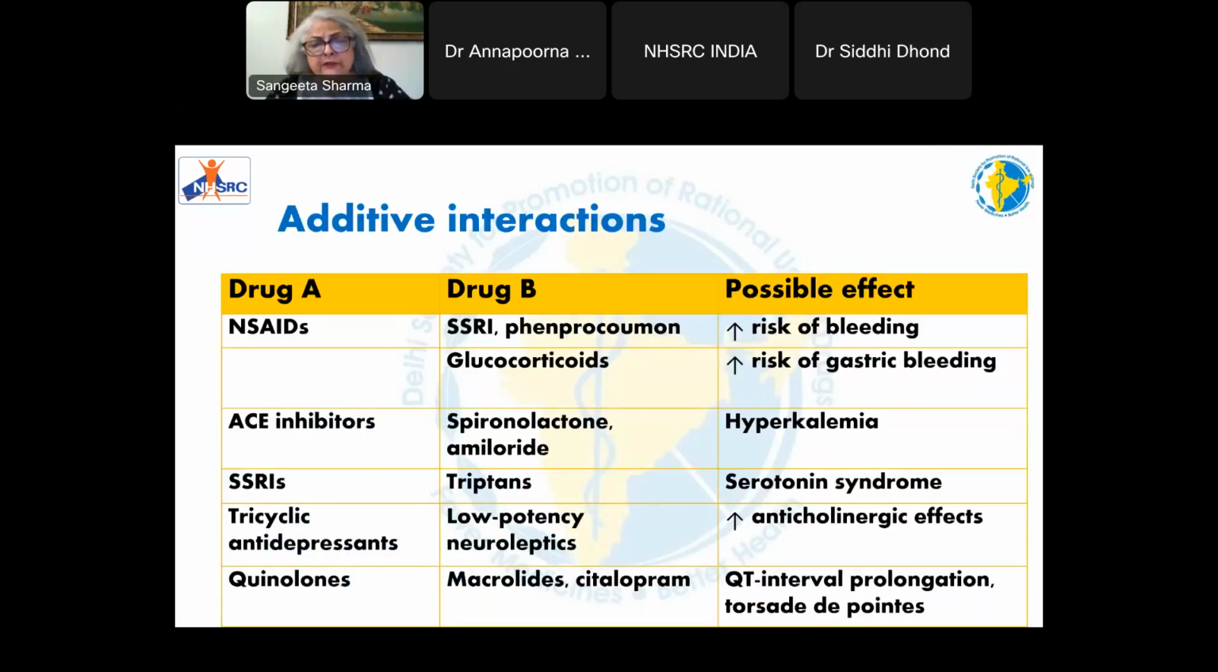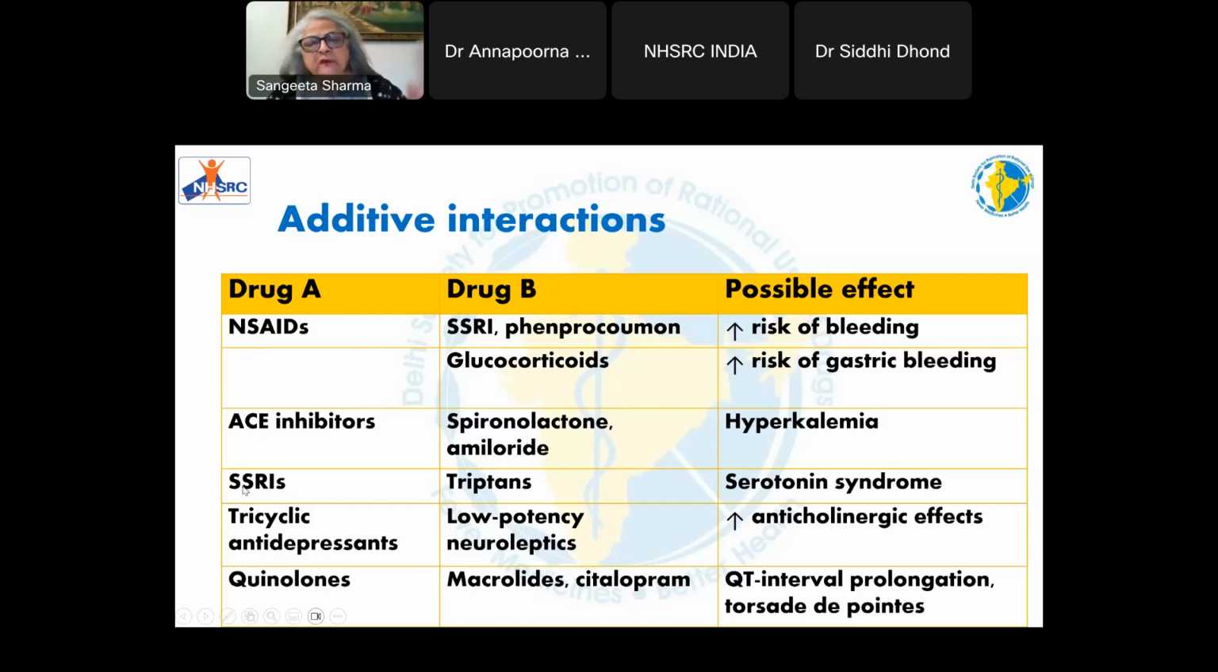Then there are a few examples. I've given a few examples here where there are additive interactions. 1 + 1 = 2. It is adding drug A, for example NSAIDs, and then SSRIs, selective serotonin reuptake inhibitors, antidepressants, glucocorticoids. This can lead to increased risk of bleeding, and gastric bleeding can be there. Similarly, I told you ACE inhibitors with potassium sparing diuretics can lead to hyperkalemia.